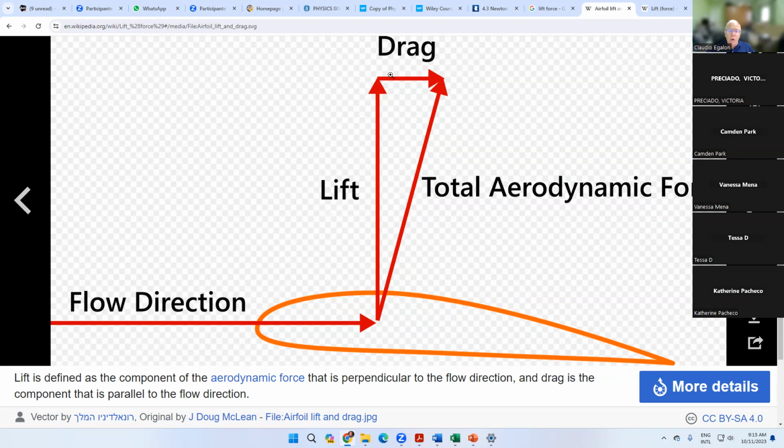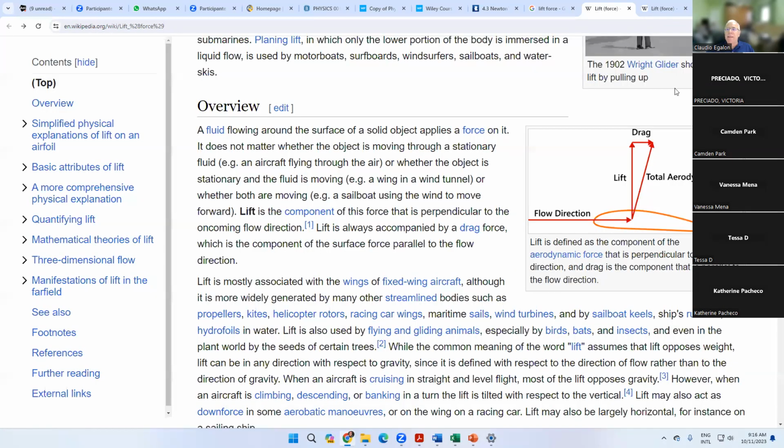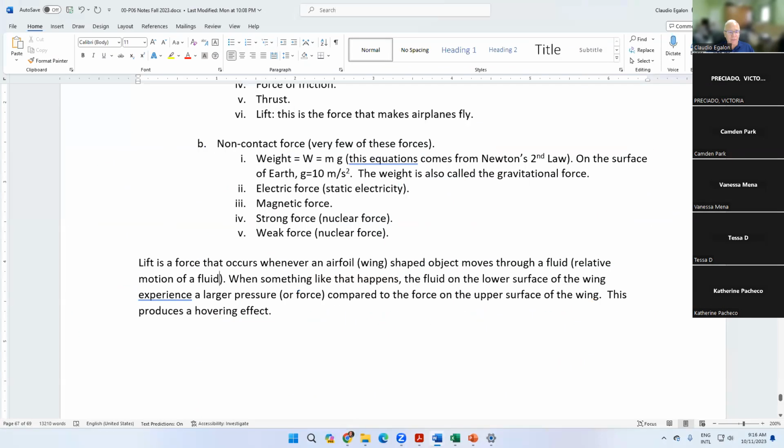And then we have those two forces, drag and lift, the aerodynamic force. What makes the object hover is the lift. Oftentimes we want to minimize drag to increase velocity. That's a quick introduction about the lift.